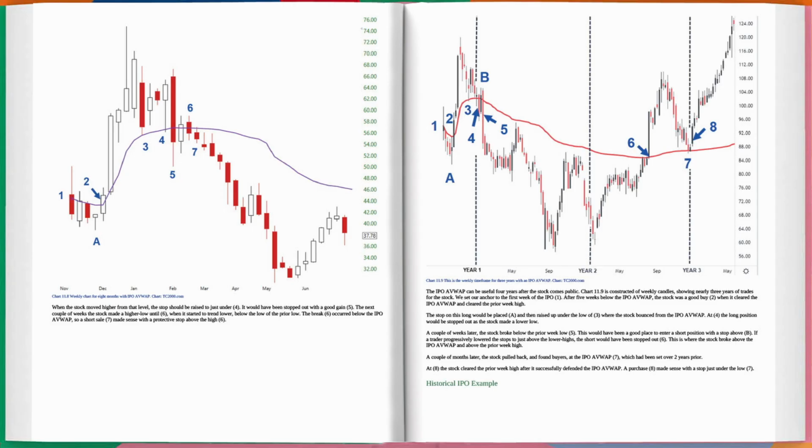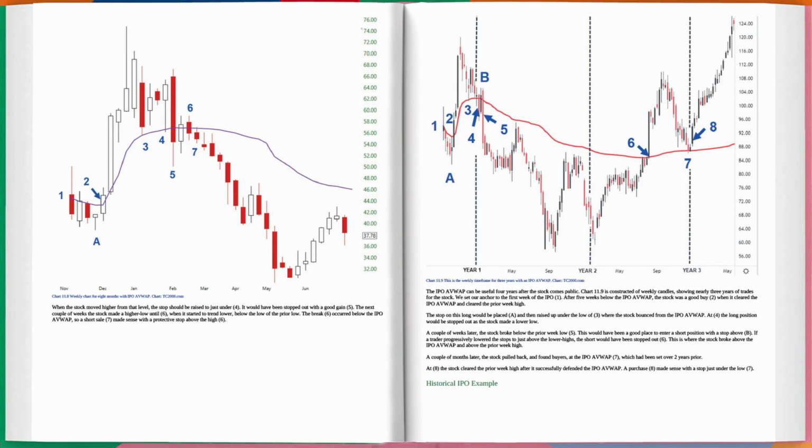Next couple of weeks, the stock made a higher low until (6), when it started to trend lower, below the low of the prior low. The break (6) occurred below the IPO AVWAP, so a short sale (7) made sense with a protective stop above the high (6). The IPO AVWAP can be useful years after the stock comes public.